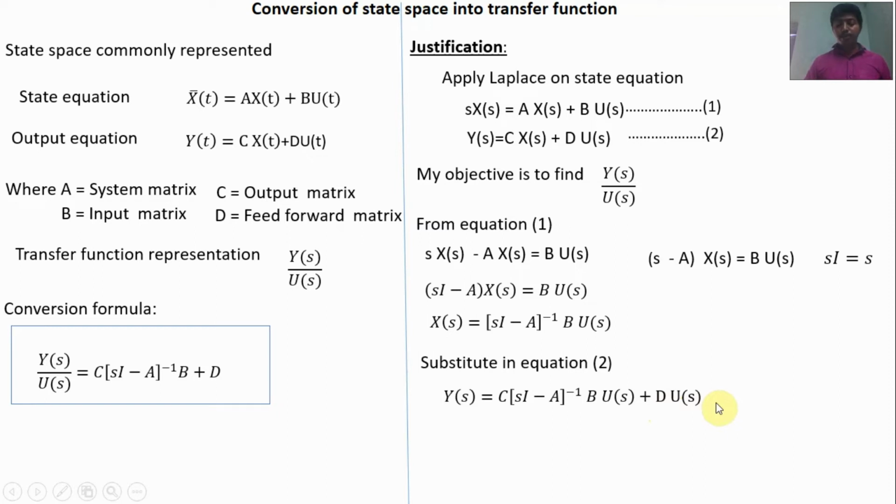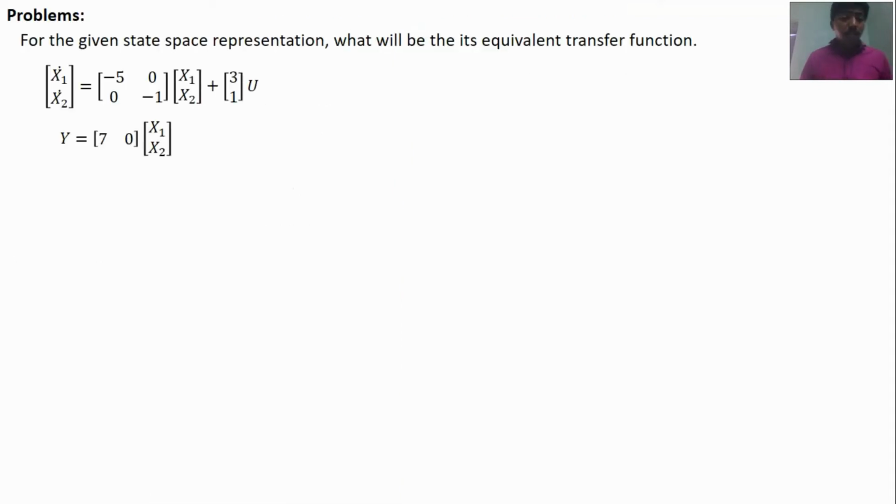Now find Y(s)/U(s). Take outside Y(s) and find Y(s)/U(s) is equal to C times (sI minus A) the whole inverse, B plus D. This is the justification for problem 1.